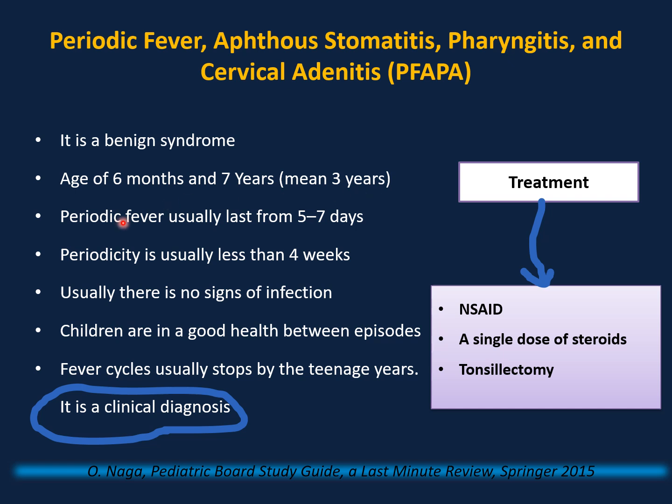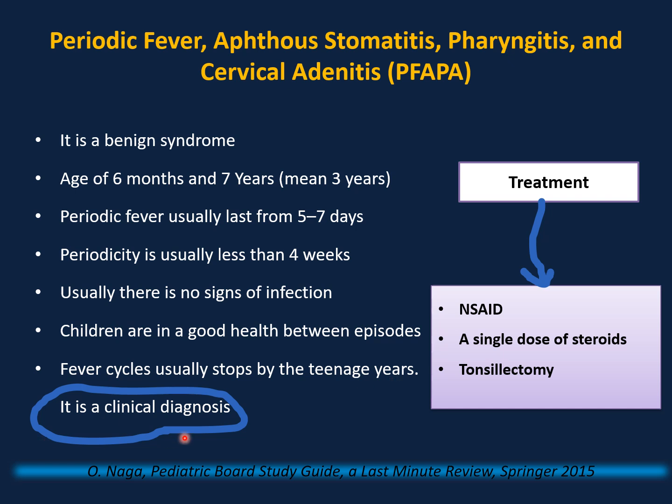The mean is 3 years. The periodic fever usually lasts from 5 to 7 days. Periodicity is usually less than 4 weeks. Usually there are no signs of infection, so if you do a throat culture, it is usually negative. Children are in good health between episodes. Fever cycles usually stop by teenage years.